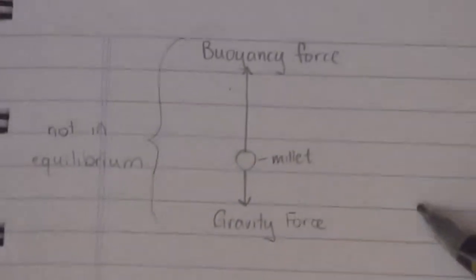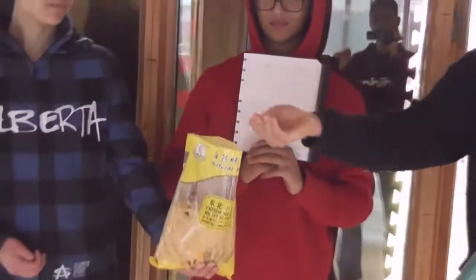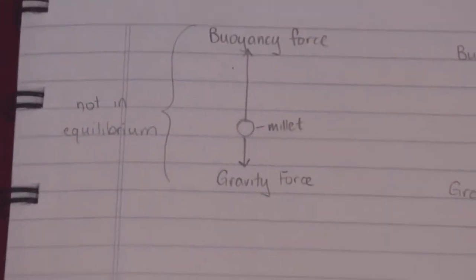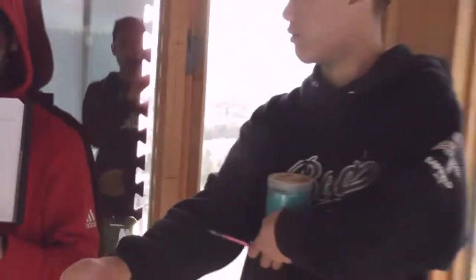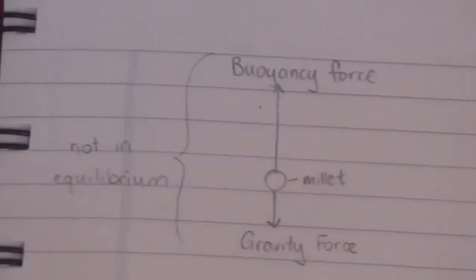Parameter number 1. In this diagram, we can see that the millet, as shown here, is pretty big, right? Because it's not very dense, the gravitational force acting on the millet is less than the buoyancy force acting up on the millet. Because it's not equal, the system itself is not in equilibrium. So instead of hovering like it's supposed to, acting like a liquid, it would spray out of the container.